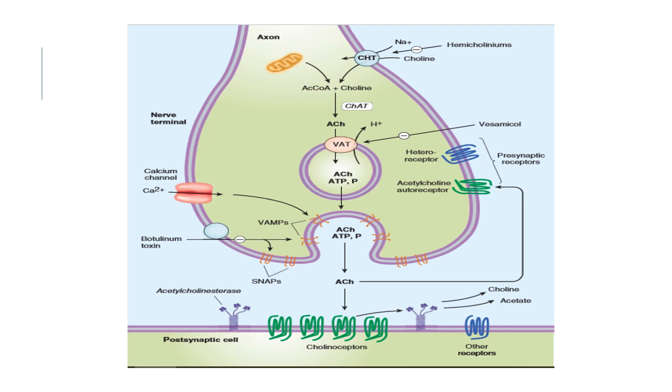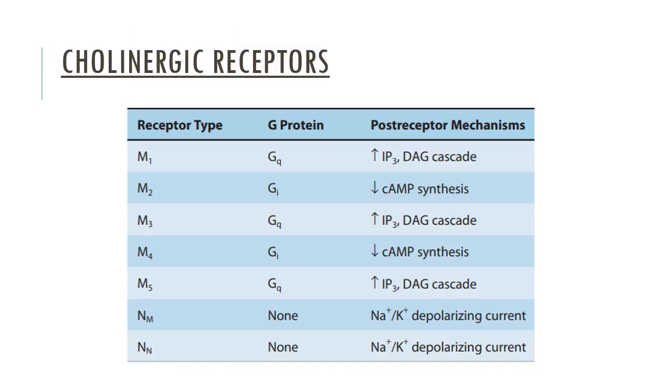Then next one, these are the different sites, different receptors, and how the final action is there, and then the second messenger, which of the second messengers are being produced, and what would be the effect. Say M1, you should also know the location.